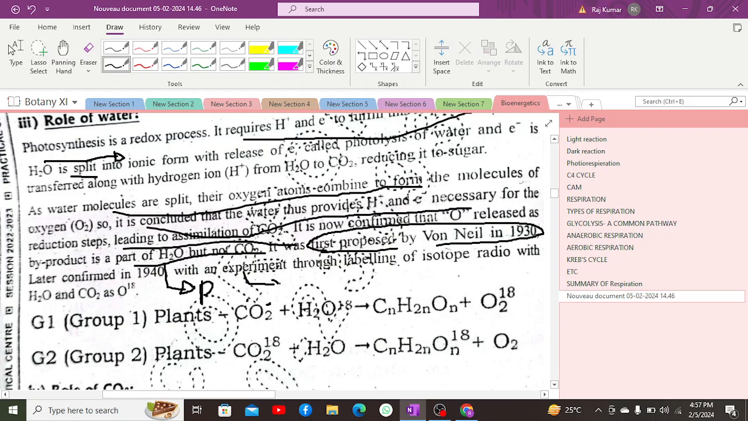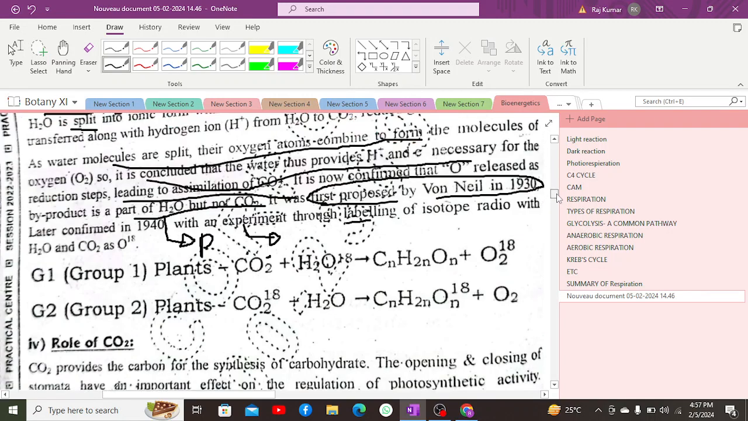Apart from that, in 1940, an experiment was conducted by some scientists on an algae known as Chlamydomonas through labeling of radioisotope with the H2O and carbon dioxide as oxygen. In the first group, group 1, they utilized a radioisotope through which they produced a radioactive water molecule. When they allowed it to be utilized in the process of photosynthesis, they obtained the result that the oxygen which was evolved was radioactive.